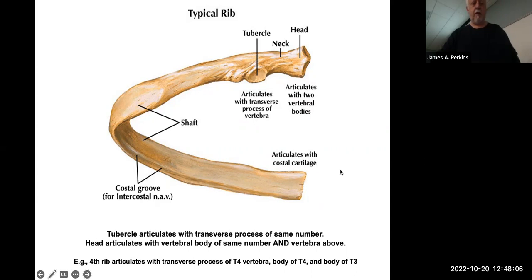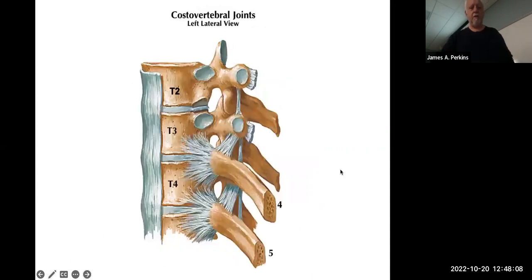All right, let's take another look at the ribs and the vertebrae from a slightly different point of view, just to understand the way that the rib articulates with the vertebra. You see that there are two ribs, labeled ribs 4 and 5, that are articulating with vertebrae T3, T4, and T5. Those joints, though, are completely covered with ligaments. There's a bunch of ligaments that help anchor the ribs to the vertebrae, both to the vertebral bodies and to the transverse processes.